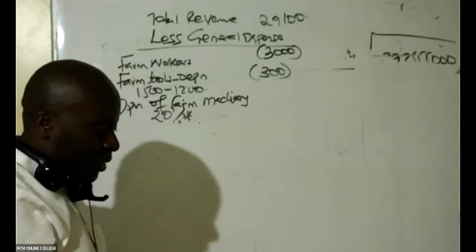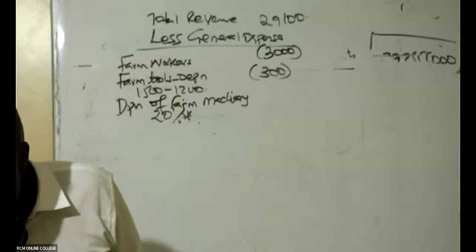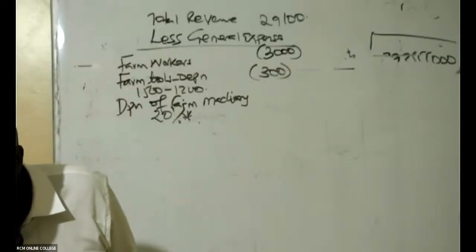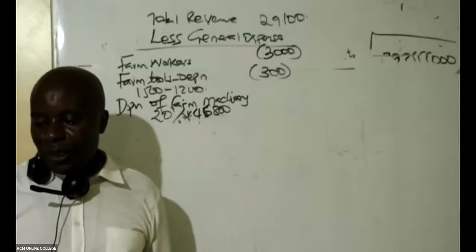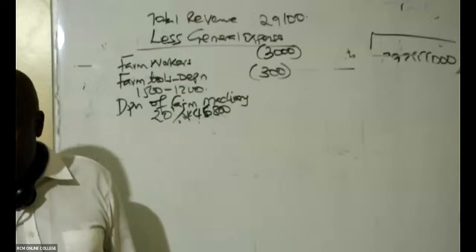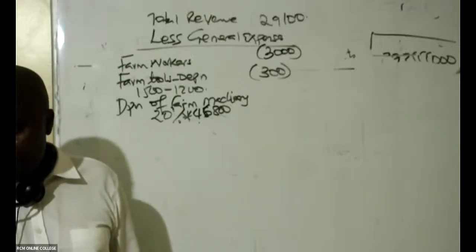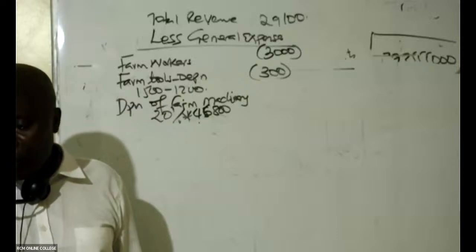So go to your trial balance and look for information regarding farm machinery. You can see the farm machinery is 46,800. So 20% of 46,800. Is there somebody who is able to give me this depreciation of farm machinery? Betty Koech, 9,360. I'm waiting for somebody else to confirm.